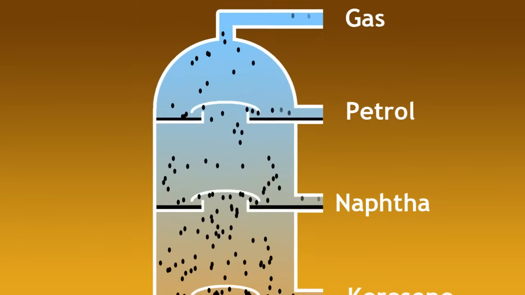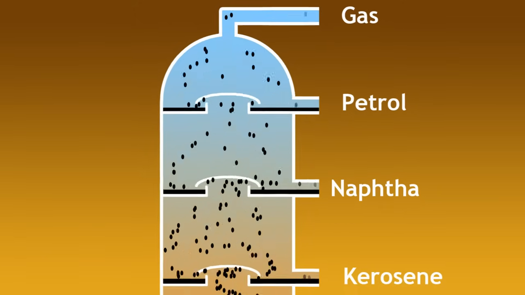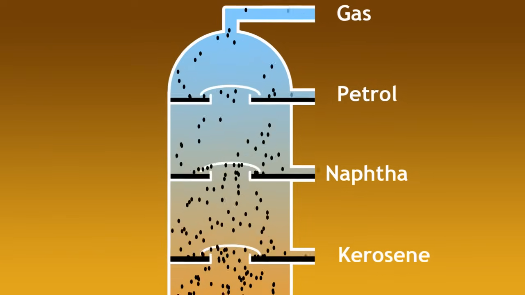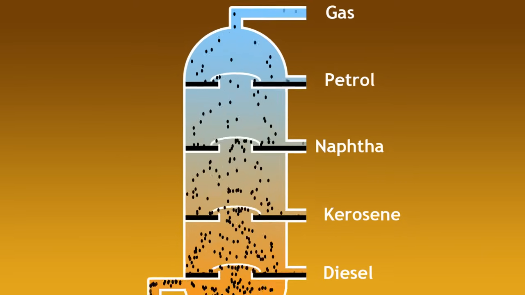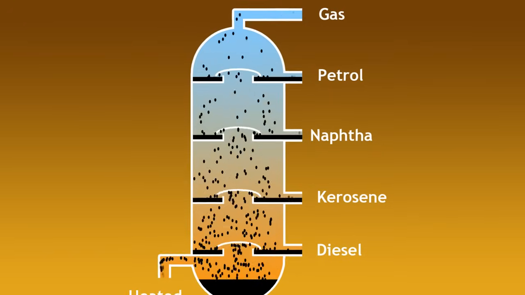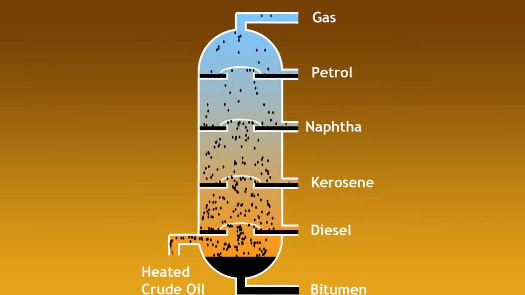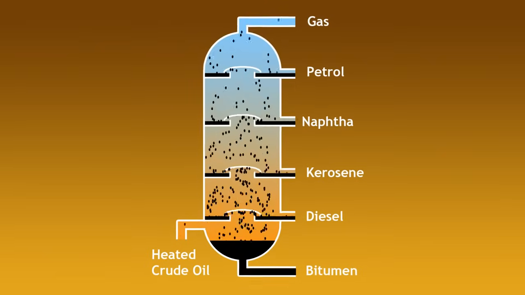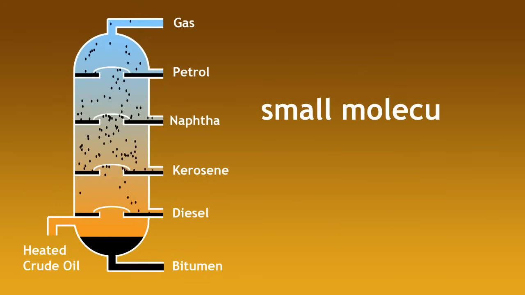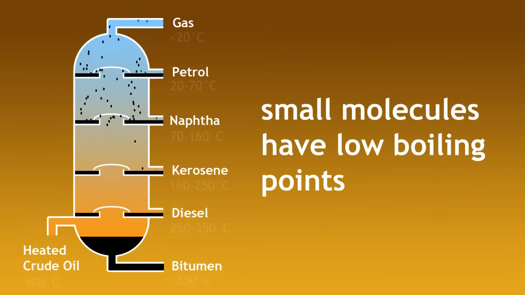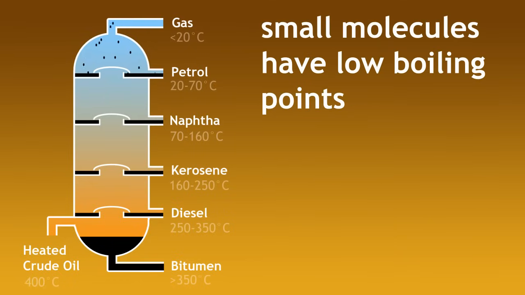The rest of the molecules start to rise up the column, making their way through bubble caps in each tray. The bubble caps slow down the rate of the rising vapour, and eventually the vapours get too cool, condense, and are collected as liquids in the trays. Small molecules have low boiling points, and so condense much higher in the column, where the temperature is cooler still.